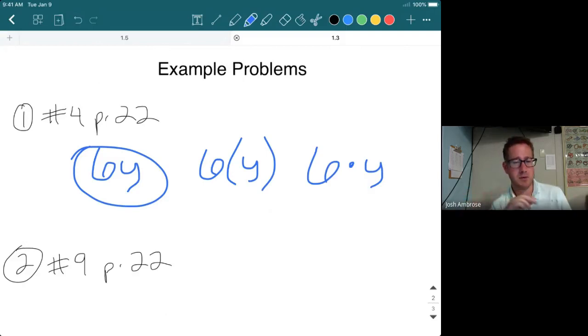Okay, and we're going to be using variables. So don't use the multiplication symbol as the x. Use it as a dot or parentheses. We're simply putting things right next to each other. Okay. Take a look at number 9.